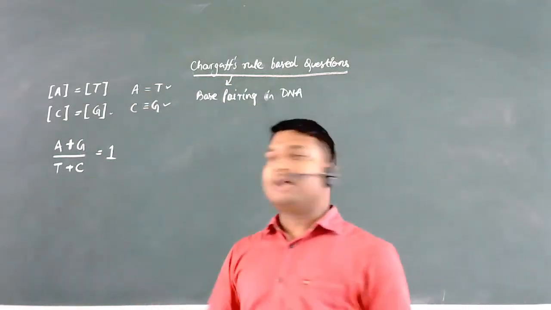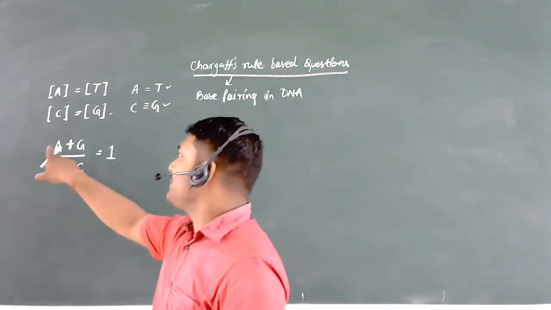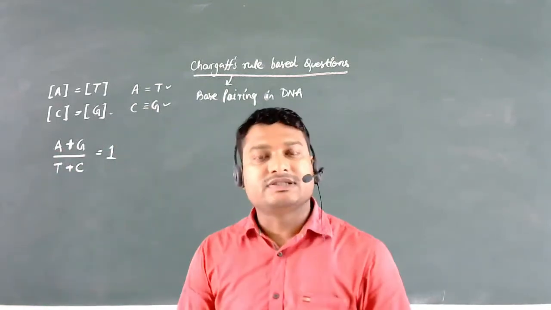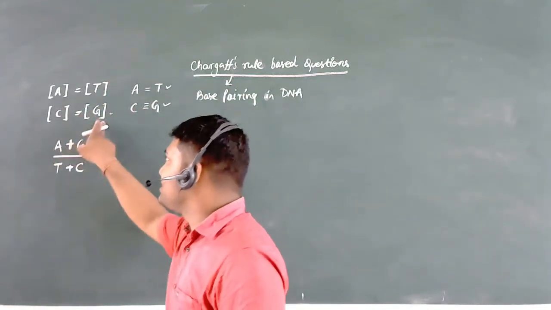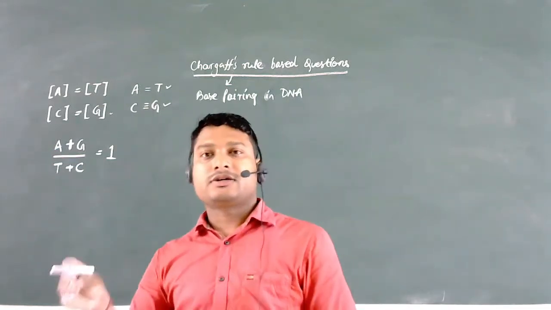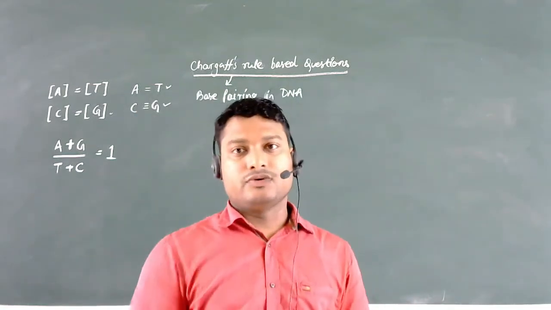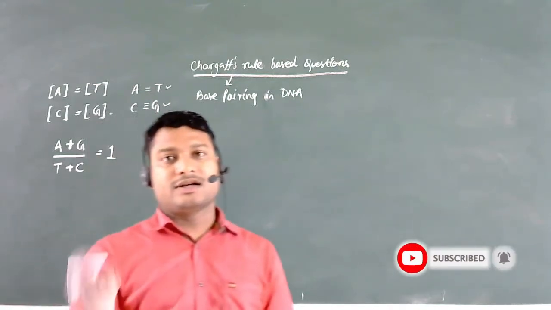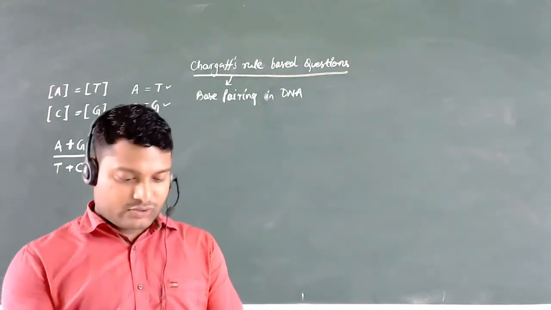Based on that, we can deduce that the ratio of A plus G to T plus C is always equal to 1. If we know that A equals T, C equals G, and A plus G by T plus C equals 1, we can solve all the class 12 standard questions based on the Chargaff rule or Chargaff law. Now we will try to solve three different types of questions on this concept. So let's go one by one.